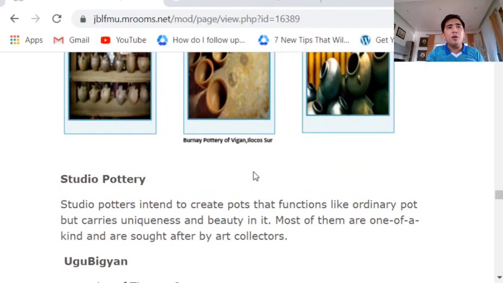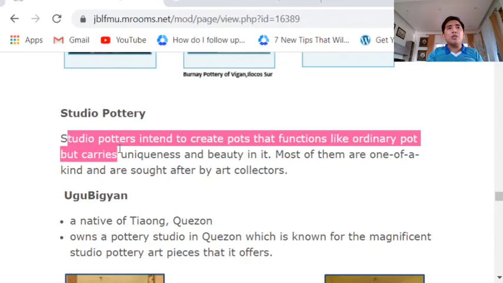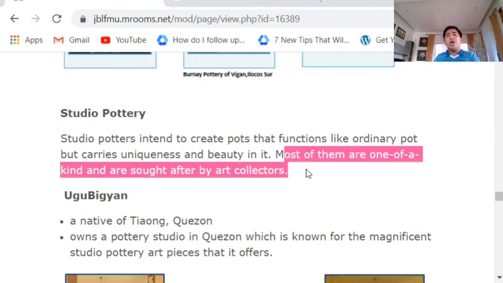Next, what is studio pottery? Studio potters intend to create pots that function like ordinary pots but carry uniqueness and beauty in it. Most of them are one of a kind and are sought after by art collectors. So, this one class is really a decorative art because it has a purpose but it is also to be designed. Okay? Ginagamit siya for decorations.